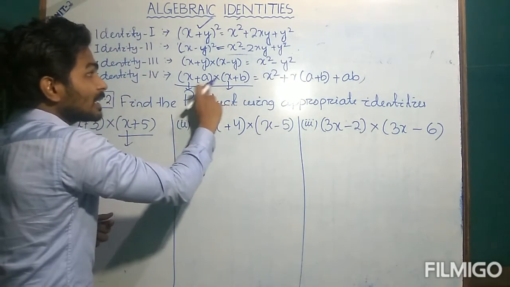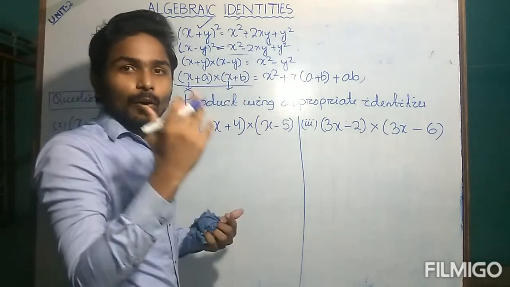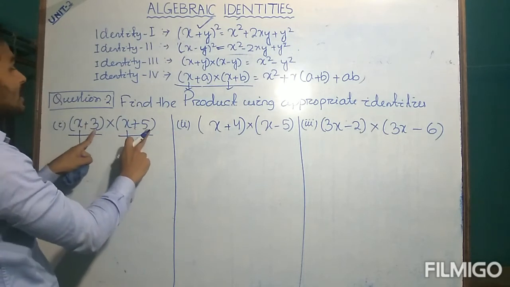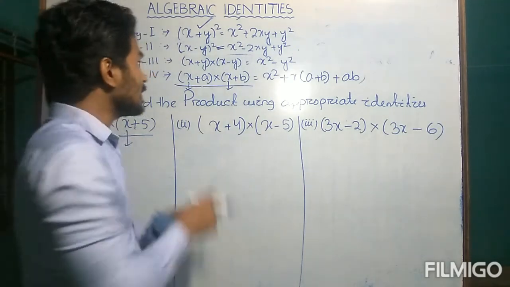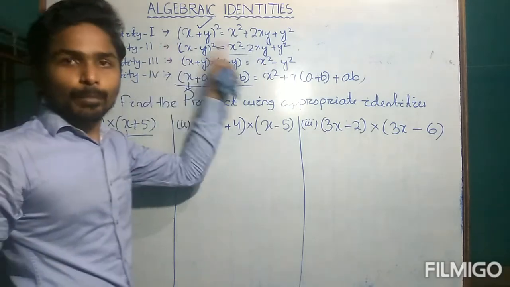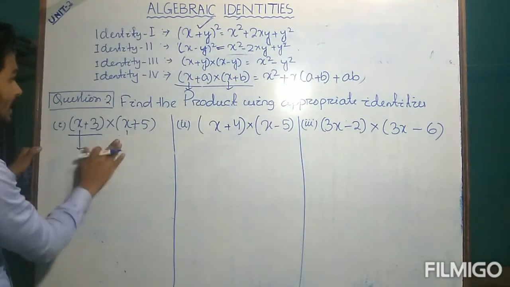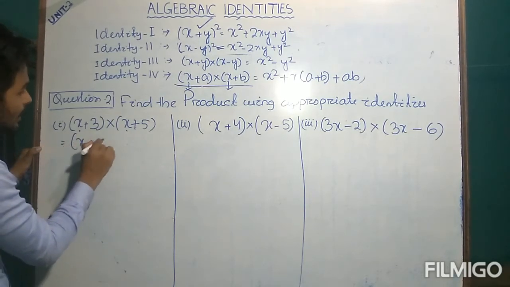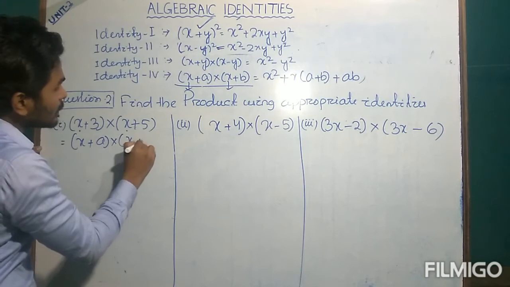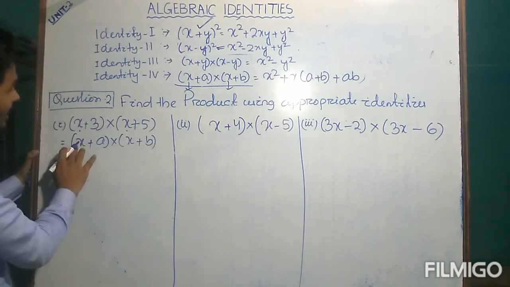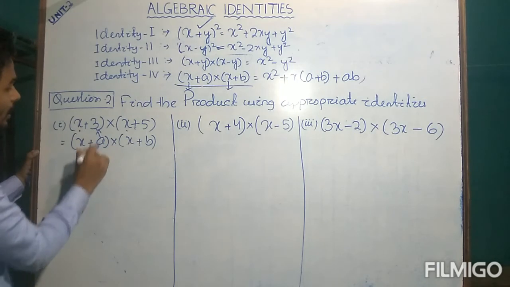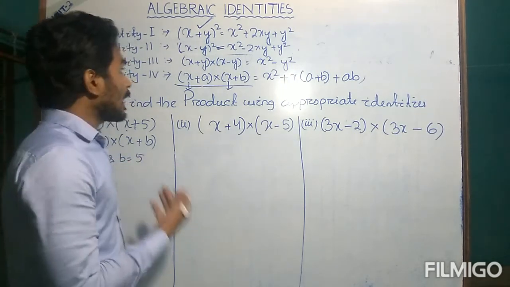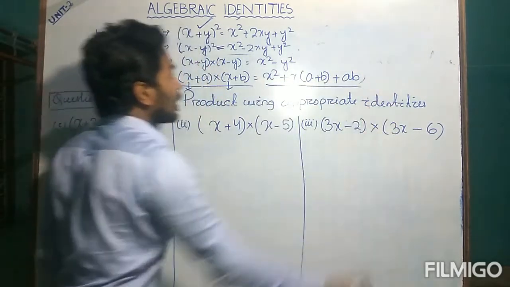But here the two other places, here a and here b, are unequal, and in between them plus is present. Here also plus is present, and these two terms are unequal. That means this resembles identity 4. So we can write (x plus 3)(x plus 5) resembles (x plus a)(x plus b). Here a is 3 and b is 5. Clear? Now we have to put the formula of this identity 4.